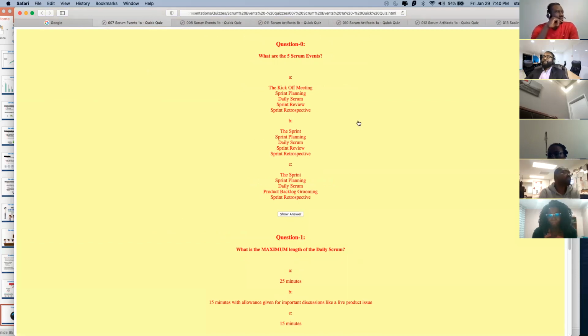What are the 5 Scrum events? A, the kickoff meeting, sprint planning, daily Scrum, sprint review, sprint retrospective. B, the sprint planning, the daily Scrum, the sprint review, and the sprint retrospective. C, the sprint planning, the daily Scrum, the product backlog grooming, and the sprint retrospective. B.